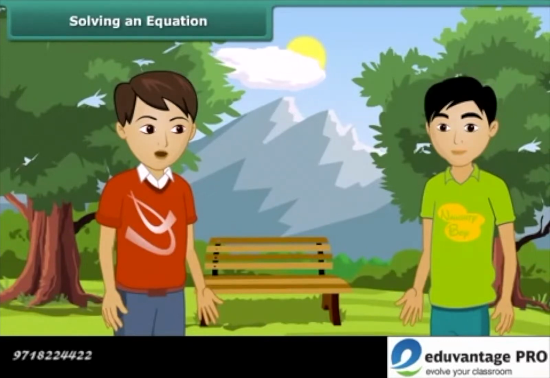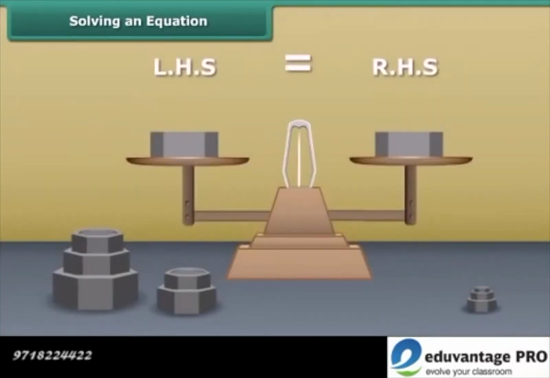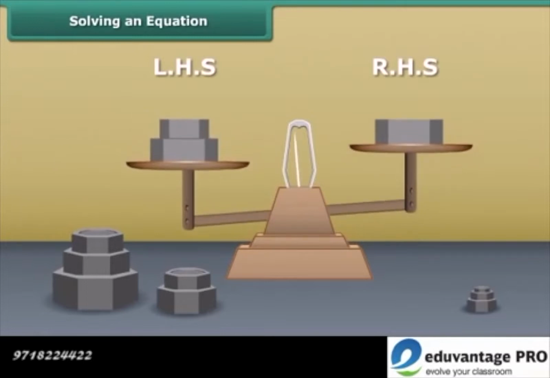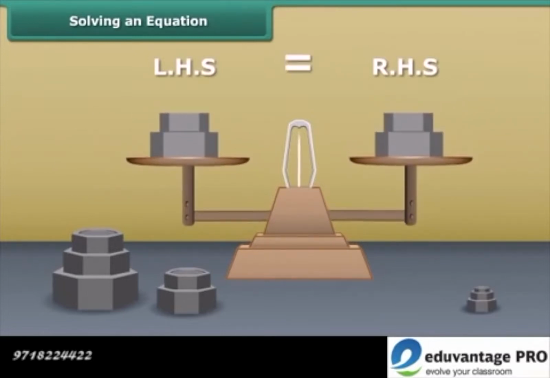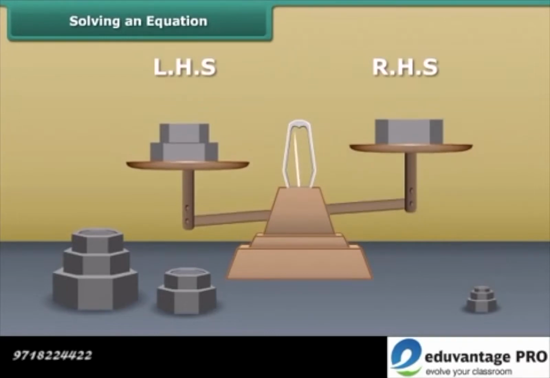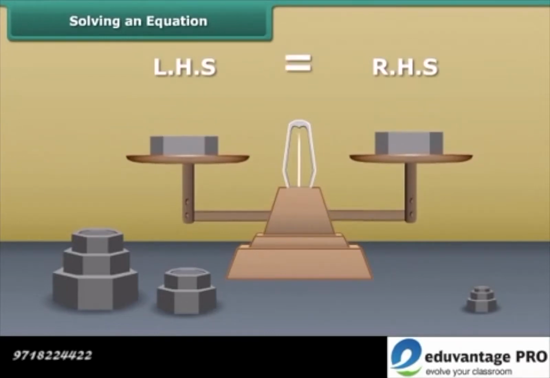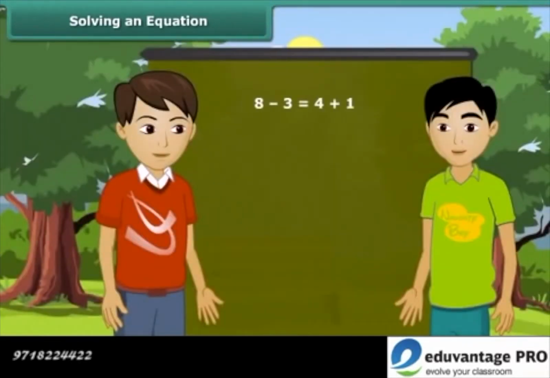How do we solve an equation? A balanced equation is like a weighing balance with equal weights on both its pans. If we add the same weights to both the pans, the arm remains horizontal. Similarly, if we remove the same weights from both the pans, the arm remains horizontal. Same is the case with the equation.